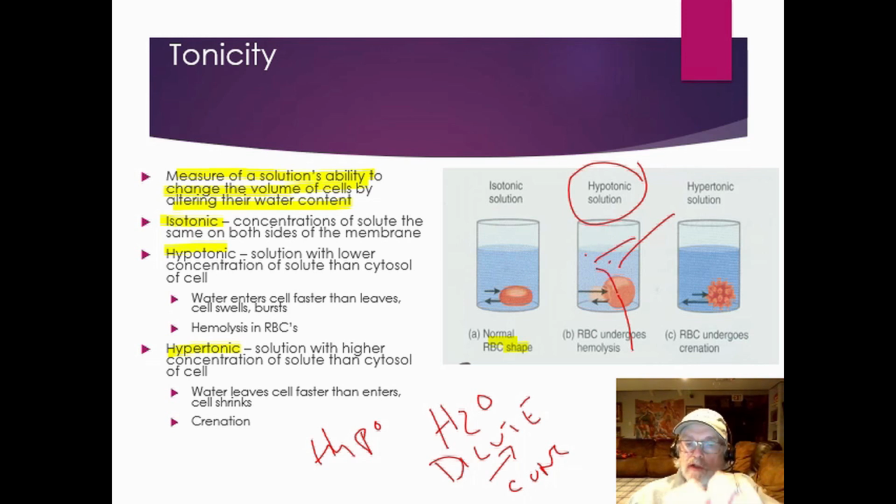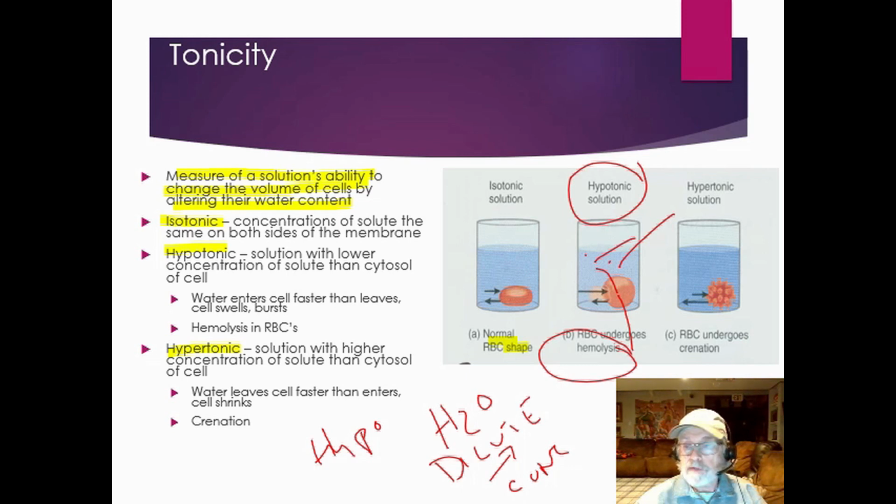As a result, the cell is going to get bigger and bigger, and it bursts. And that bursting is called hemolysis. Okay, so in a hypotonic solution, it means that the solution outside the cell is more dilute, has a lower concentration of solute and a higher concentration of solvent. In this case, the solvent in the human body is what? Water. Therefore, water is going to enter the cell faster than it leaves, and the red cell is going to swell. It's eventually going to burst.